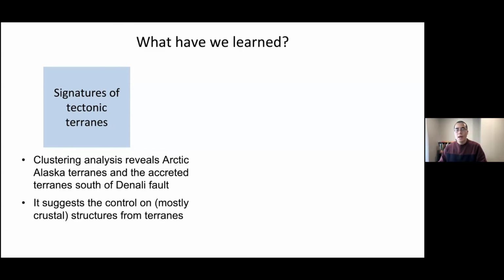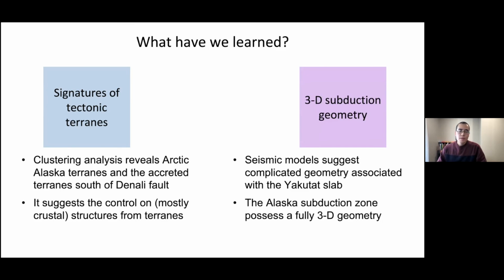So in summary, we have compared and studied multiple models. From the clustering analysis, we have found that we are able to see the control of tectonic terrains on velocity structures, mostly in the crust. The EarthScope data has also enabled imaging of deep structure below the slab. We are able to see very complicated and very 3-dimensional subduction geometry associated with the Yakutat slab and the Pacific slab.